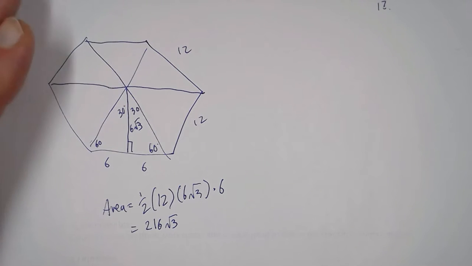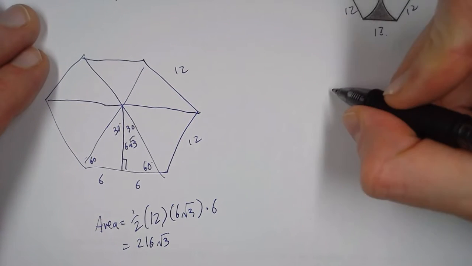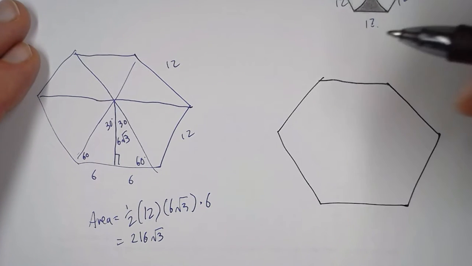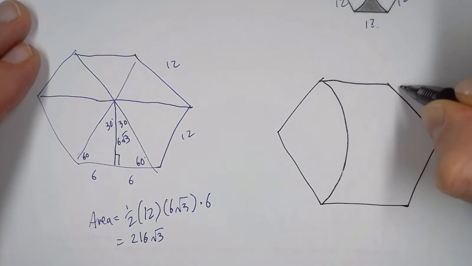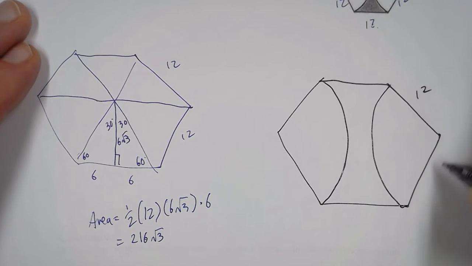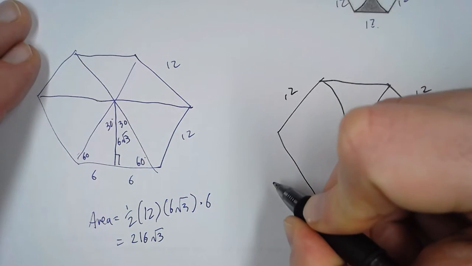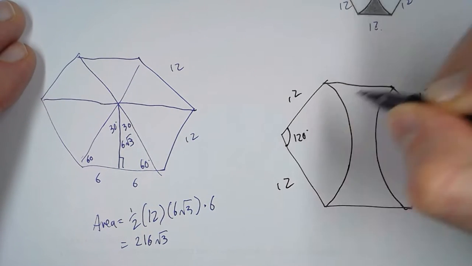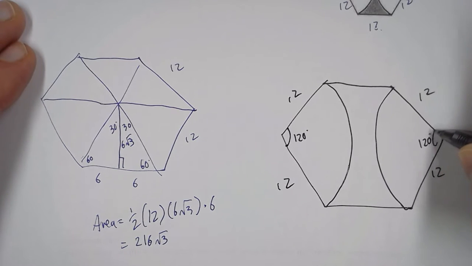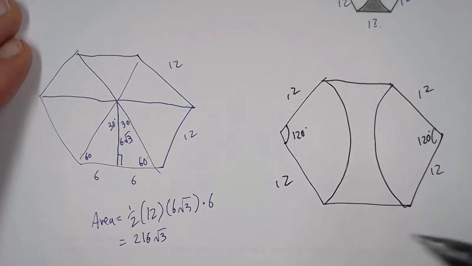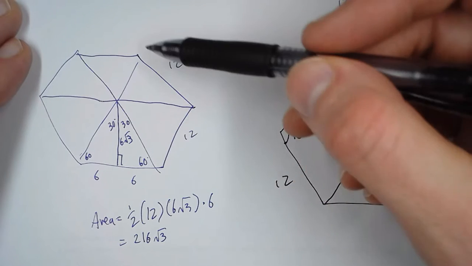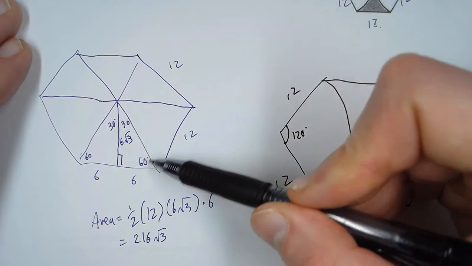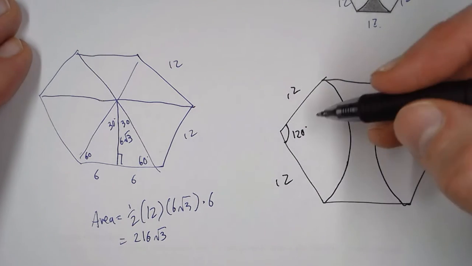Now that's the first part, but now we have to say, well, what about those arcs? Each of those arcs has a radius of 12. And the key thing is, what is this angle? This angle here is 120. Now the way you know that is, going back to here, we said that all of these are equilateral triangles. So this is a 60-degree angle, and so is that. So altogether, that makes up 120 degrees. So that's how we know this.